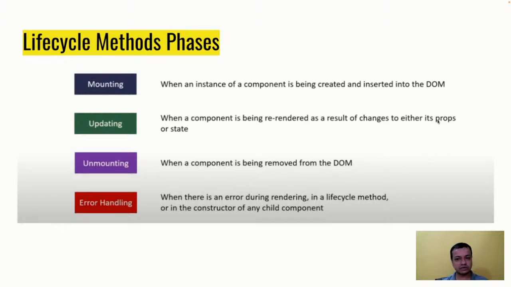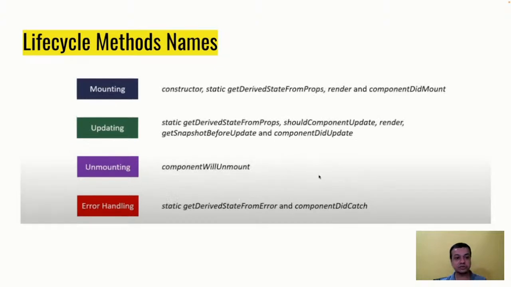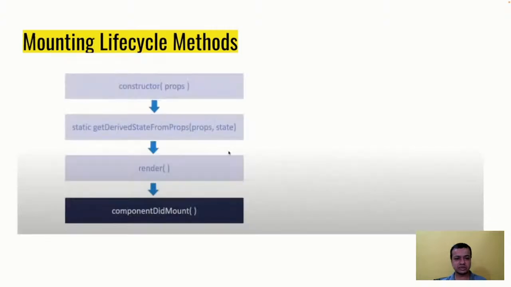Then suppose there were some text boxes and we interact with them. So the state changes, and when a state changes, the component gets re-rendered. We know that thing, the controlled component, we saw that. So when it gets re-rendered, the updating phase runs. Okay, so first we'll see the mounting phase, then the updating phase. These are some of the methods of the mounting phase. This is the mounting lifecycle method.